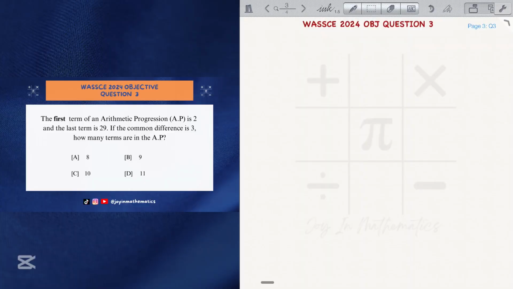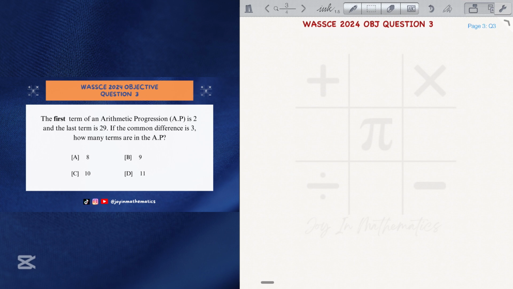WAEC 2024 objective question number 3. Now we are given the question to evaluate the number of terms in an arithmetic progression. The question goes thus: the first term of an arithmetic progression, AP, is 2 and the last term is 29. If the common difference is 3, we should evaluate the number of terms that are in the arithmetic progression.